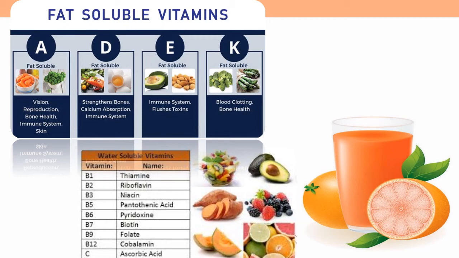Now coming on here, you can see some water soluble vitamins which are given here. Can you see this? Vitamin B1 till B12 and C. As I told you, they have a different name, a chemical name. Vitamin B1 is called thiamine, B2 is riboflavin, B3 niacin, B5 pantothenic acid, B6 pyridoxine, B7 biotin, B9 folate, B12 cobalamin, and vitamin C is called ascorbic acid.